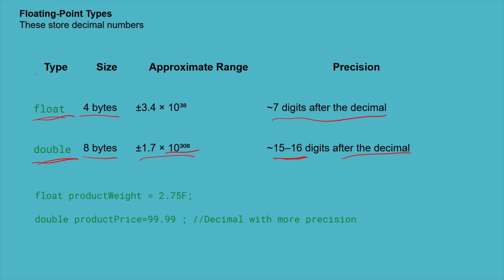And example, I want to go with a variable called product ID and 2.75 float. So if I put f, this is a single precision, that's this one. If I want to store a bigger number with a decimal, I'll go with a double, where I want to store my product price equal to 99.99. Okay, so this is about numbers which store with a decimal.